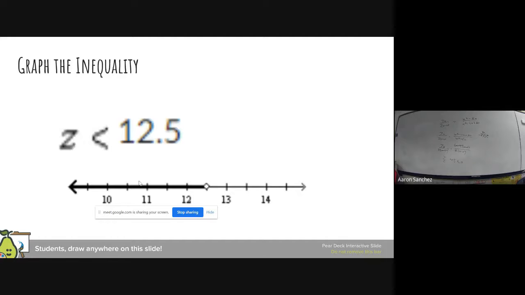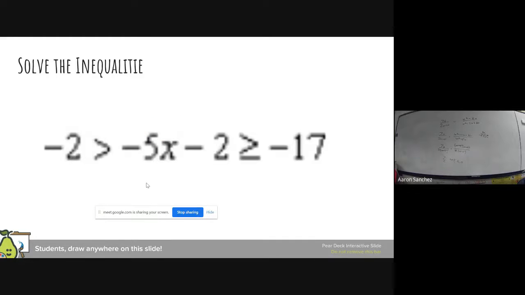Oh, that one has the answer. You're supposed to graph that, but I don't know why I had the answer there. But do you guys see if you graph it, Z is less than 12.5. So you have 12.5, and then less than is everything in this direction. Okay? So I'll move on.